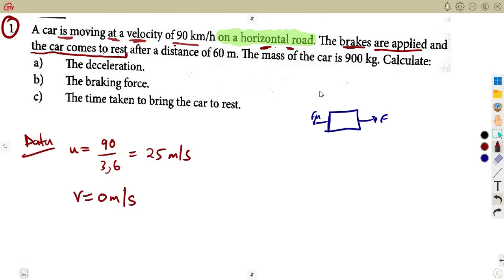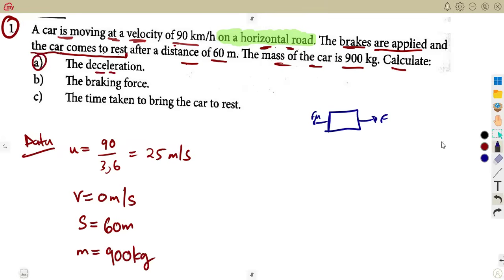You see, they're trying to confuse you guys. To come to rest, that is to end at 0. You can start at rest, you can start at 0. This one, you started somewhere, but you ended at 0. That is the condition of our question here. You have to consider it properly. After a distance of 60 meters. The mass of the car is 900 kilograms. So for the mass of the car, which is 900 kilograms, calculate on A, the deceleration.